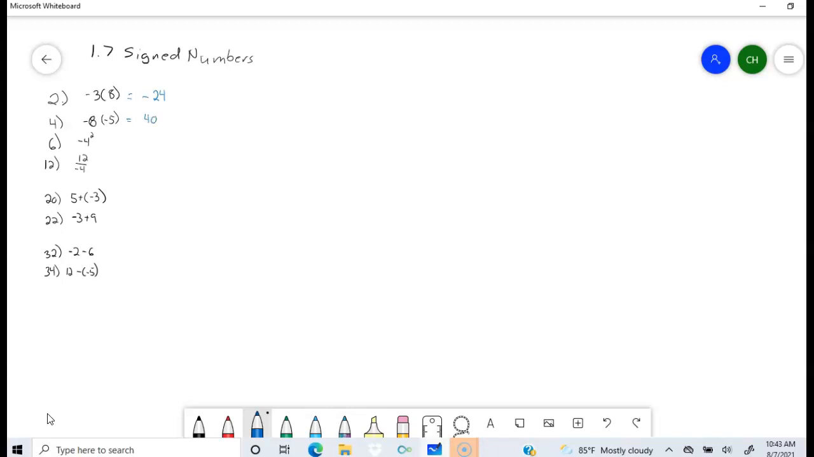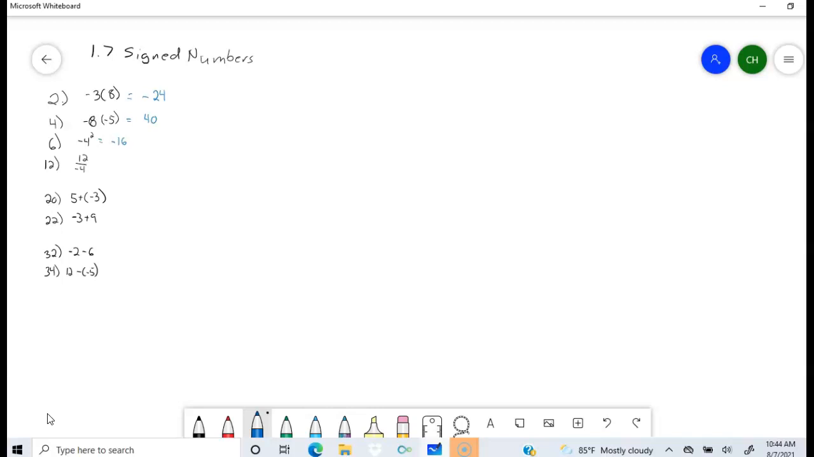40. Number 6, I've got negative 4 squared. This is really important to recognize. This exponent tells us how many times to multiply the base by itself. In this case, the base is 4. Not negative 4, but just 4. 4 squared is 16. I'm going to be left with negative 16.